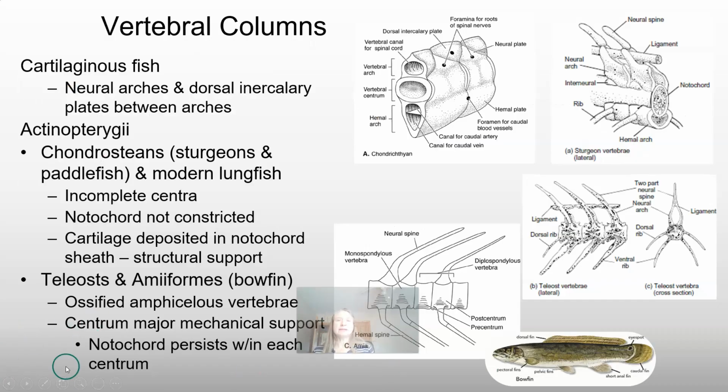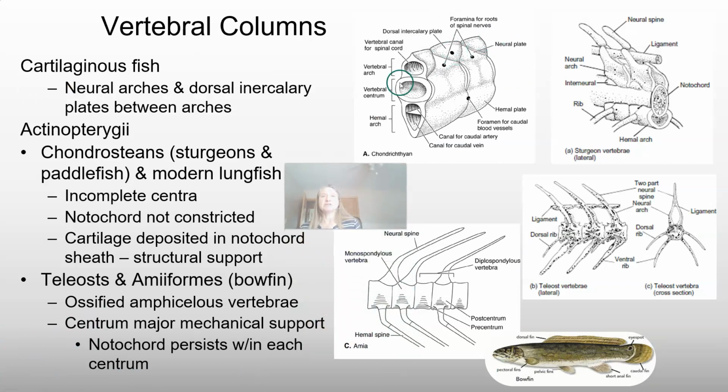Here we're going to get into this a little bit more. Again, the cartilaginous fish, we just went over that. We do have these neural arches with dorsal intercalary plates between the arches. And in actinopterygii, so our sturgeons here, our paddlefish, and modern lungfish have this pattern. So we see this incomplete centra. Again, here's the notochord. We don't have fusion of these elements, so it's incomplete centra around the notochord.